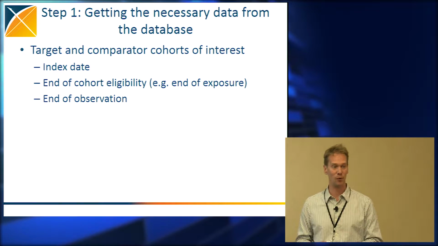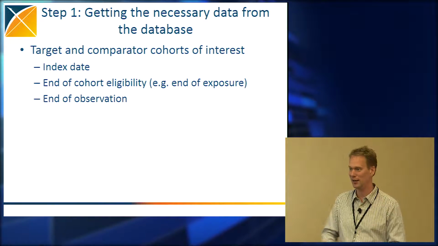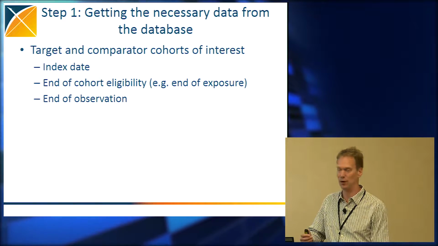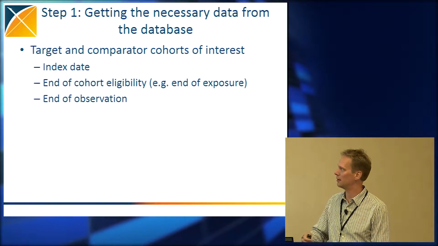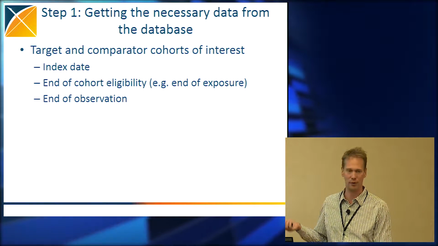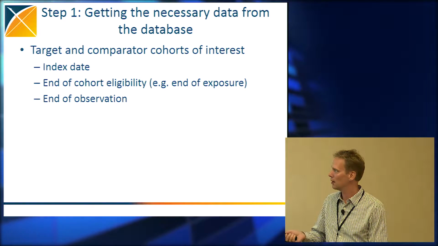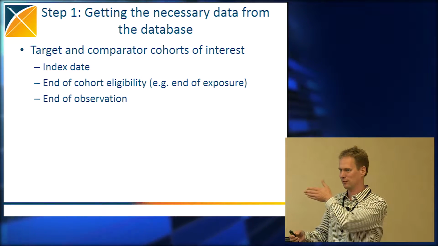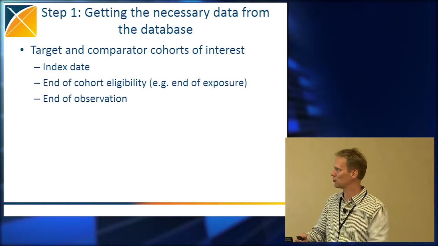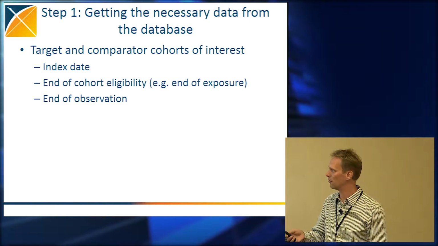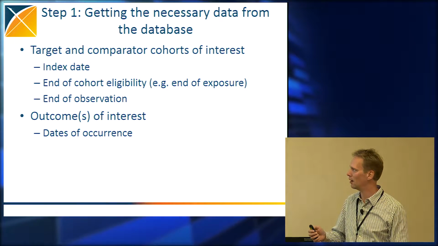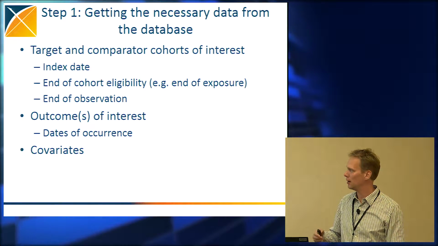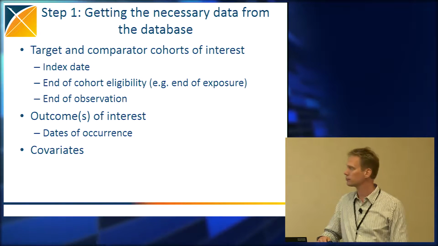So what is the data that we need? First of all, we need our T, our C, and our O. For those cohorts we need the index date and the end of cohort eligibility, for example, in this study, the end of exposure. And we need to know the end of observation for people, because they either go to the end of exposure or they might be censored at the end of observation. We need the outcomes of interest, basically when the events occurred. And we need to get covariates.